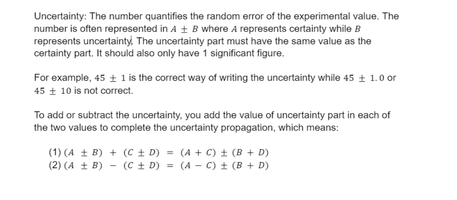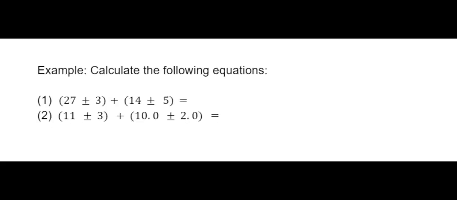Now let's do some problems to practice those concepts. So now let's look at those problems. Calculate the following equations. 1. 27 plus or minus 3 plus 14 plus or minus 5. So we can see that the certainty part will represent 27 plus 14, which is 41, while the uncertainty part would represent 3 plus 5, which is 8. So therefore, the answer for the first question is 41 plus or minus 8.